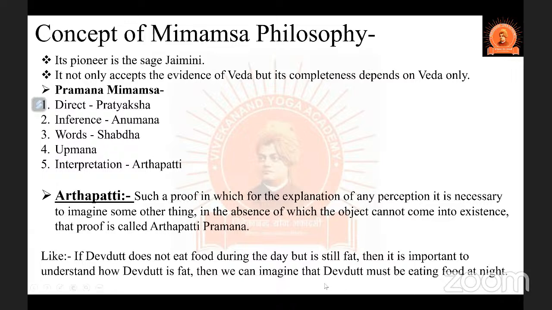So if you are getting to the conclusion in an inference by imagining something else along with that particular sentence, to reach the proper conclusion, that is called arthapatti. Here they did not say at what time he is eating or not eating. They just said he's not eating during the day, but still he's fat. To know how he's fat, we imagine that he might be eating food at night itself. Coming to the conclusion in this way is called arthapatti.